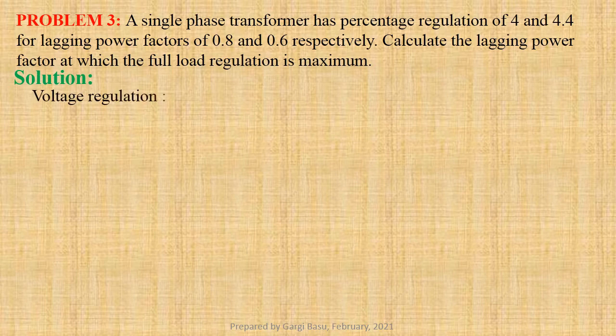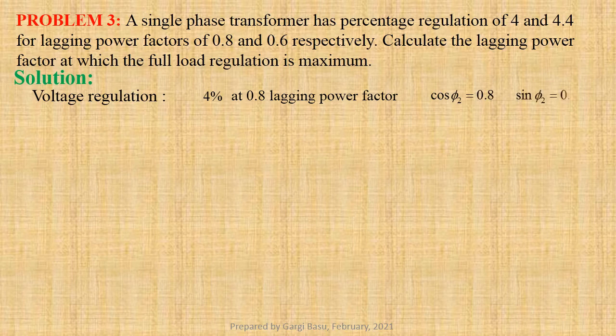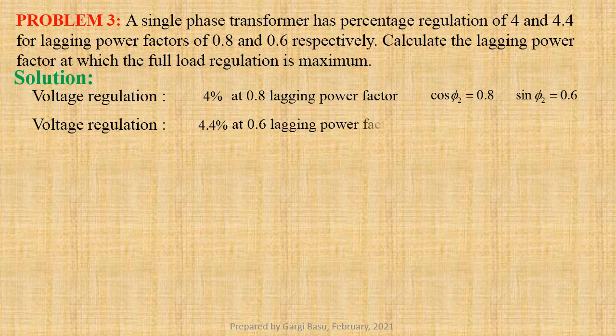Voltage regulation 4% at 0.8 lagging power factor, when cos phi 2 equals 0.8, sin phi 2 equals 0.6. Voltage regulation 4.4% at 0.6 lagging power factor, when cos phi 2 equals 0.6, sin phi 2 equals 0.8.